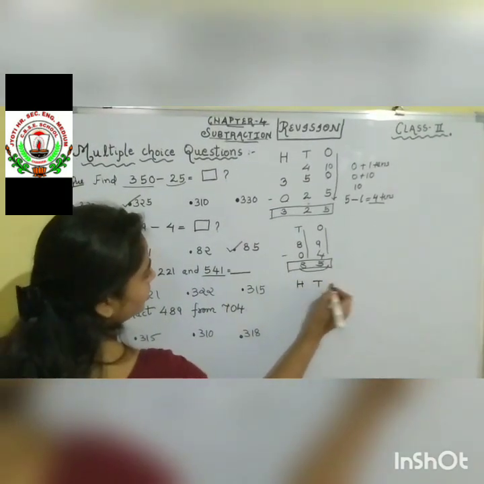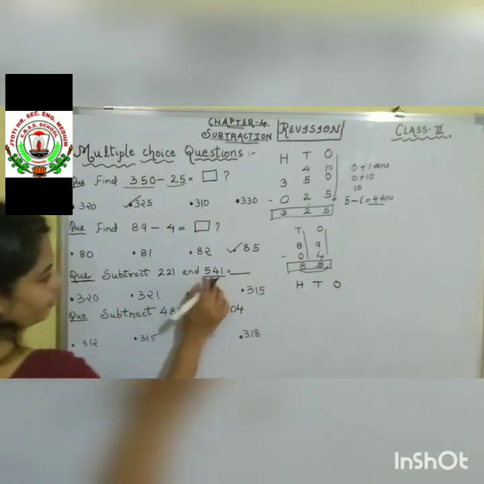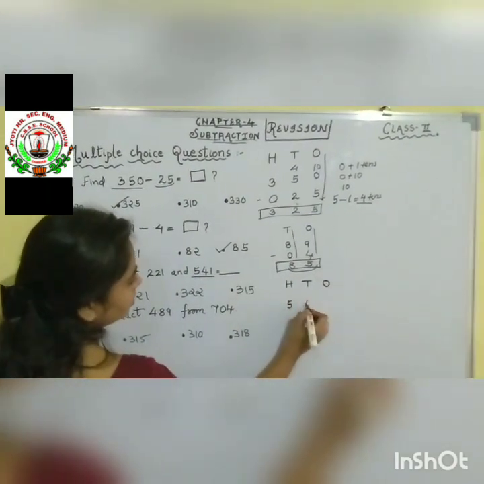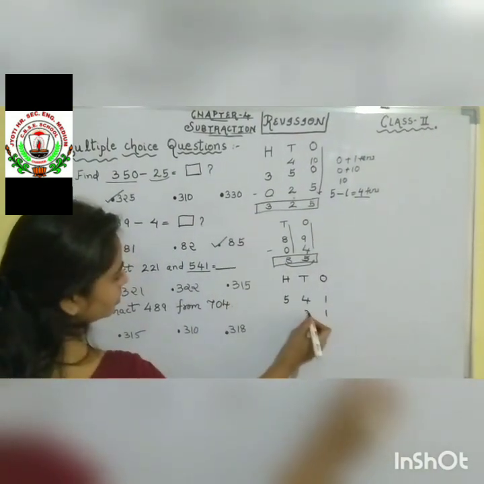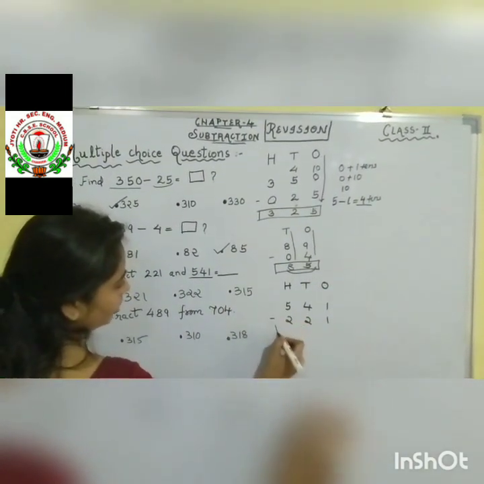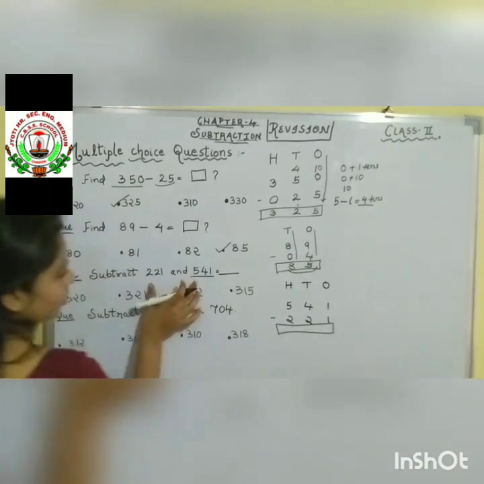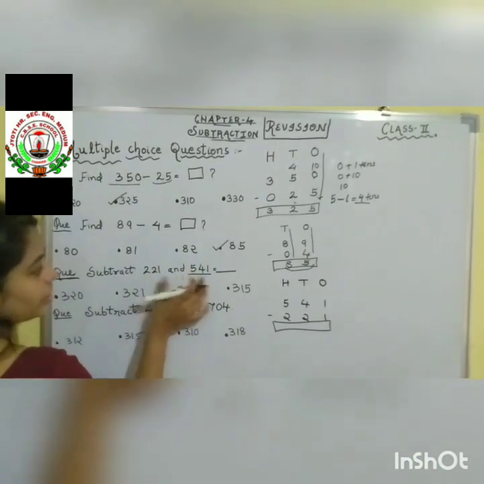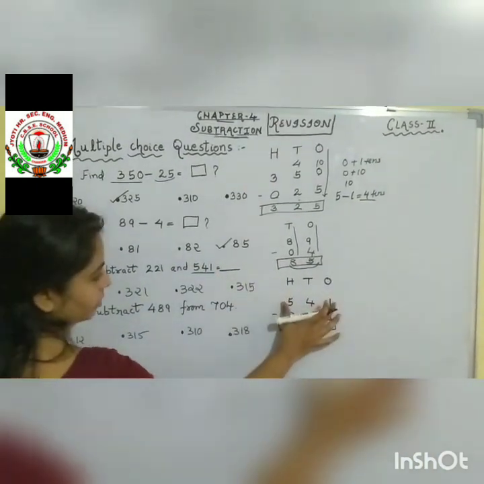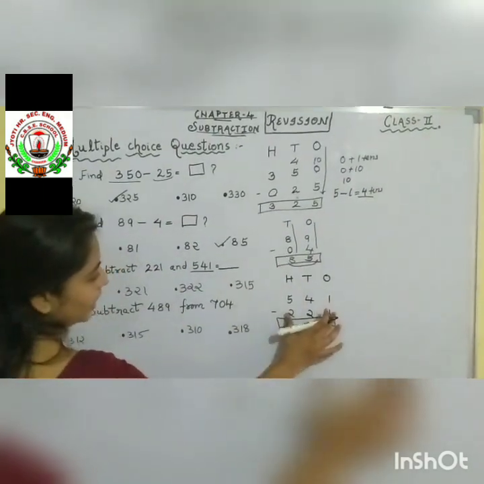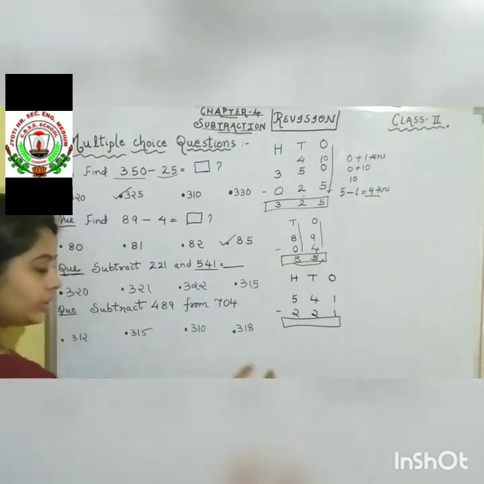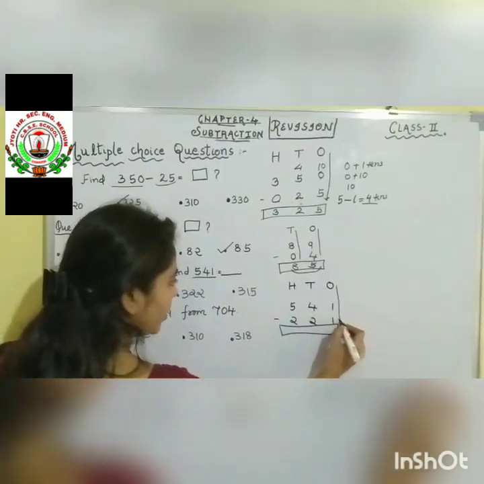Hundreds, tens and ones. Write down 541. And then 221. In this manner you have to write down. First compare both the numbers and see which one is greater. 541 is greater, write down that number first, and 221 is smaller, so that number will come as the second number. So let us do now the subtraction from the ones place.